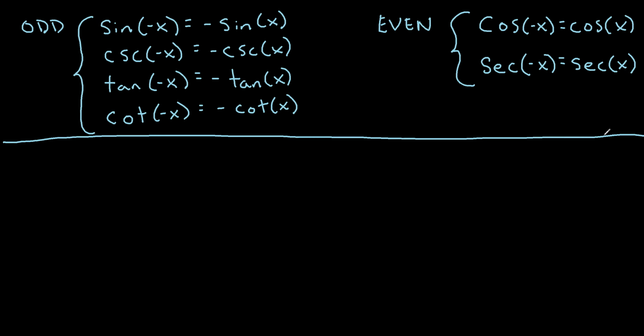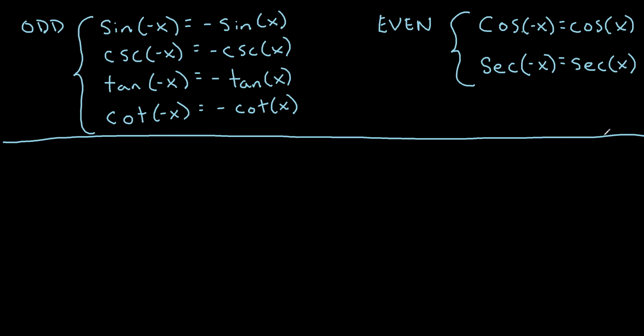In this video, we will talk about even and odd identities in trigonometry. So there are four odd identities. The sine of negative x is equal to negative sine of x. The cosecant of negative x is equal to negative cosecant of x. And the tangent of negative x is equal to negative tangent of x. And the cotangent of negative x is equal to negative cotangent of x.